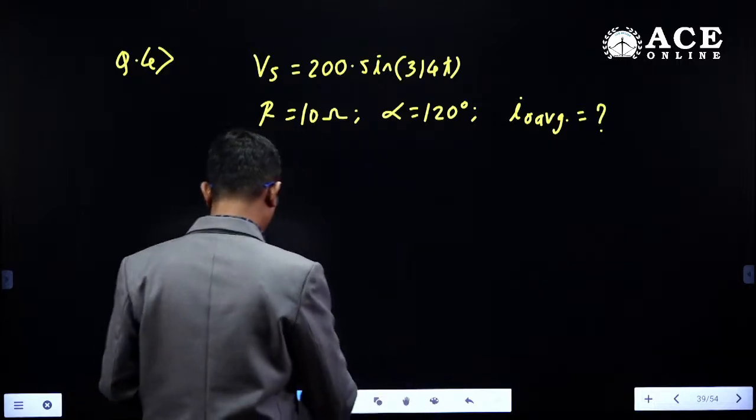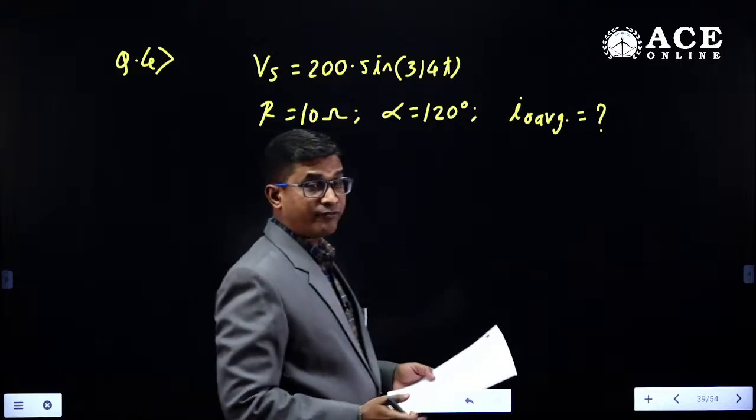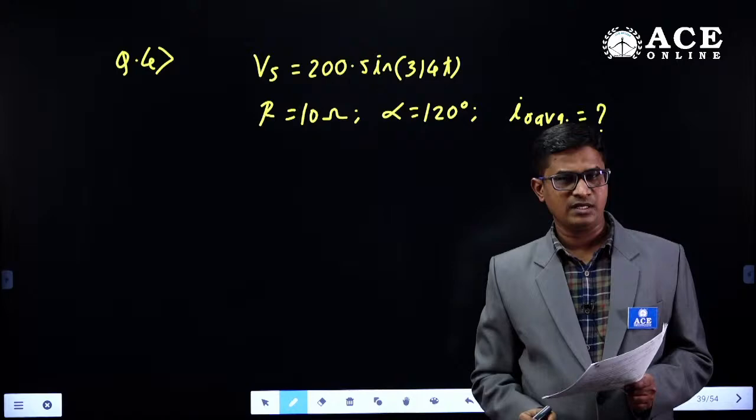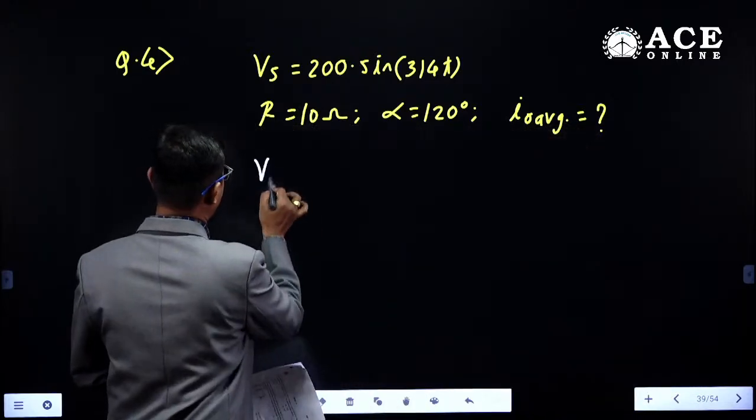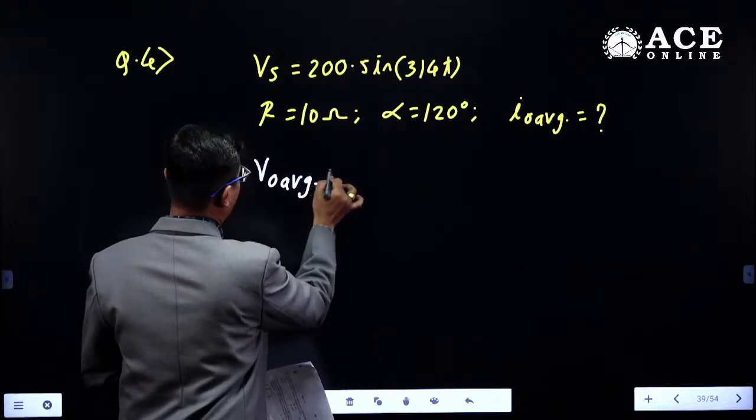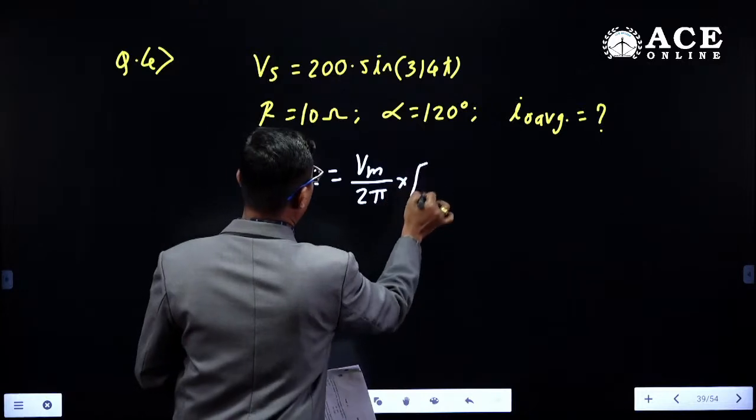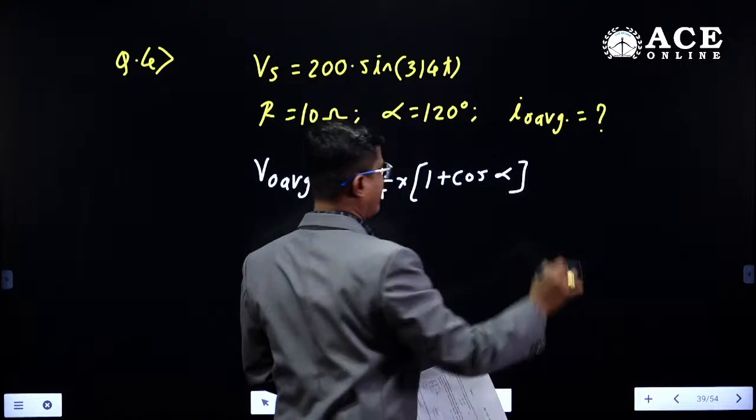Alright. So tell me, in the case of single phase half wave controlled rectifier with a purely resistive load, what is the expression of V0 average? Yes, V0 average is equal to Vm by 2 pi into 1 plus cos alpha. Alright.